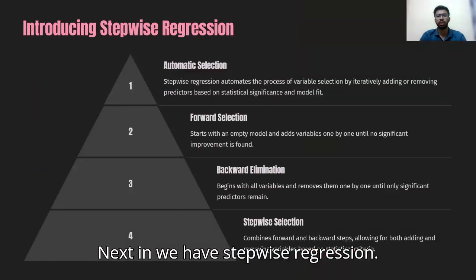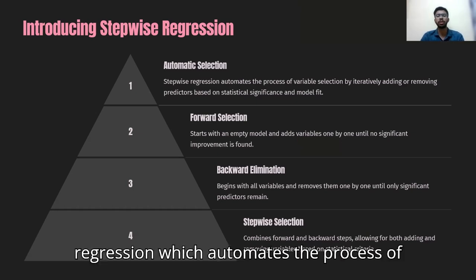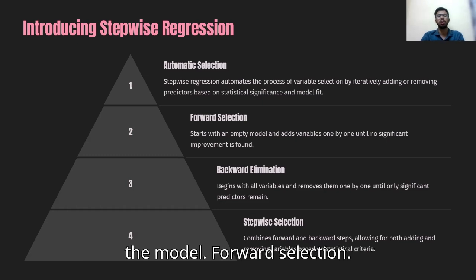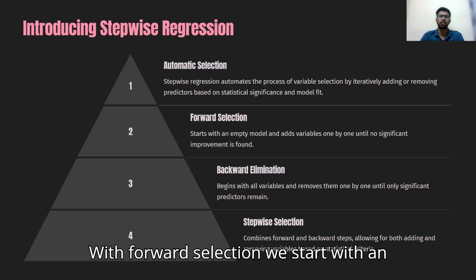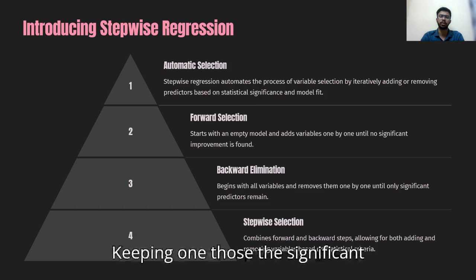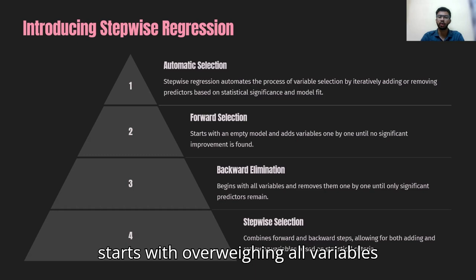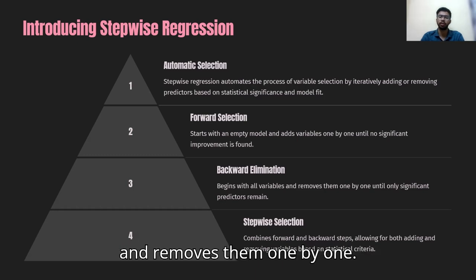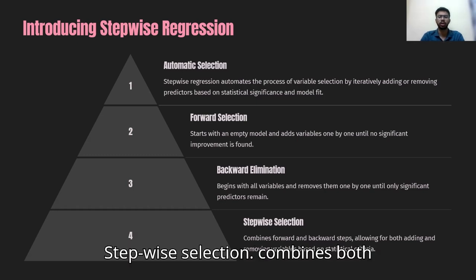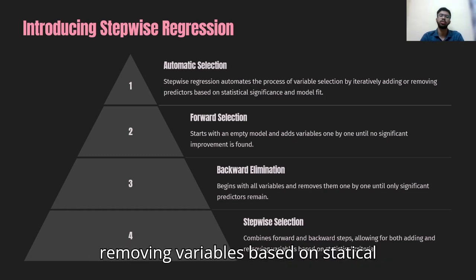Next, we have stepwise regression. Now let's look at stepwise regression, which automates the process of selecting the best predictor variables for the model. Forward selection. With forward selection, we start with an empty model and add variables one by one, keeping only those that significantly improve the model. Backward elimination starts with all variables and removes them one by one, keeping only the significant predictors. Stepwise selection combines both forward and backward steps, adding and removing variables based on statistical criteria.